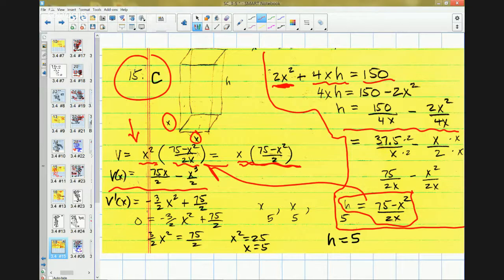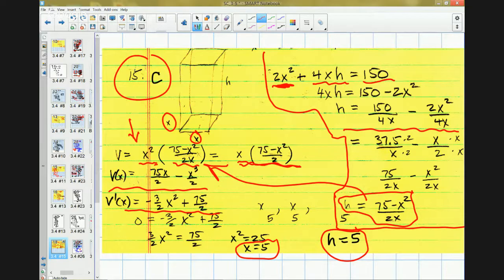And now finally I can take the derivative. It's pretty straightforward. I rearranged the terms, but it's a power rule. Bring the 3 down, negative 3 over 2 times x squared plus 75 halves. Set it equal to 0 and solve. And I found out the x dimension has to be 5. And then if you plug that back in over here, you can find out, not too surprisingly, the height is 5. So in other words, this turns out to be a cube, 5 by 5 by 5.